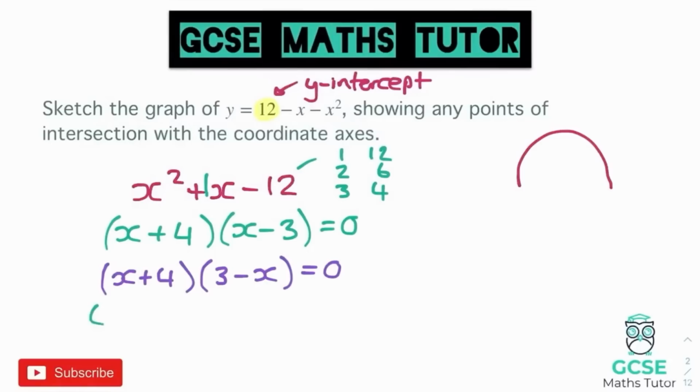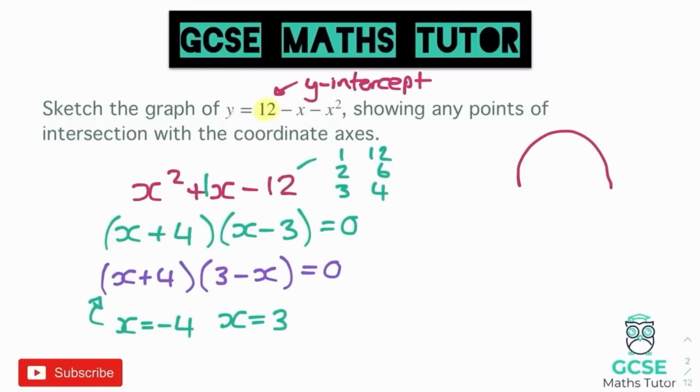So when this first bracket equals 0, x equals minus 4, and when this second bracket equals 0, you would get 3 minus x equals 0, add the x over, and you get x equals 3, just as we would from that first bracket there, just flipping that minus 3 sign over. So we get x equals 3. Okay, so let's get rid of that.